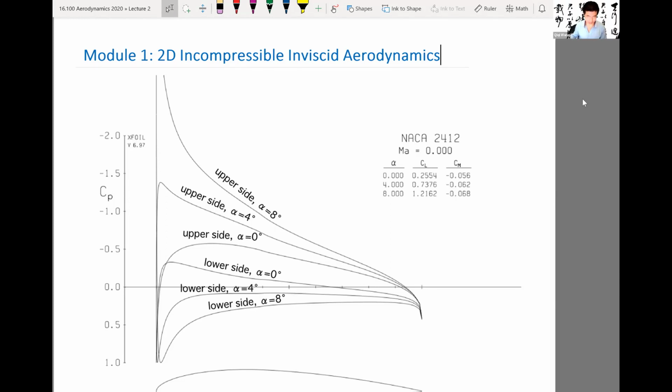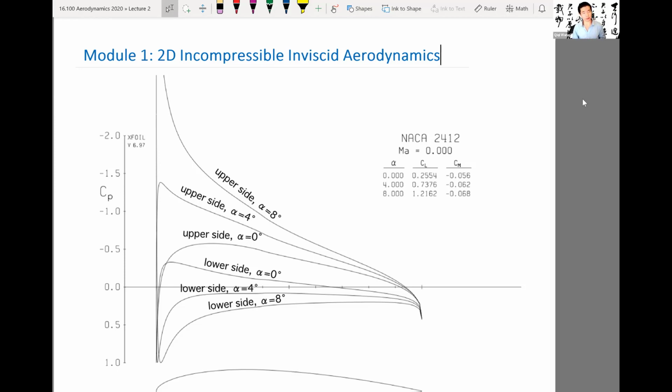Incompressible. This is the assumption that our velocity is much less than the speed of sound, so that the pressure field can really respond instantaneously, because the pressure field propagates at the speed of sound, right? So if you assume the airplane flies at much lower speed than the speed of sound, then we can basically assume pressure propagates infinitely fast. And the consequence of that is going to be analyzed in this lecture.